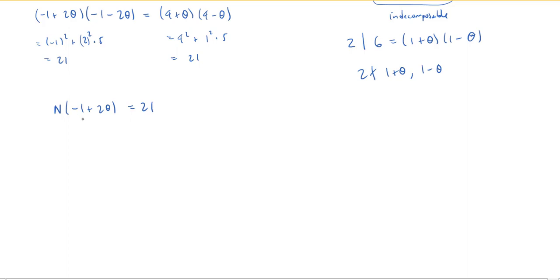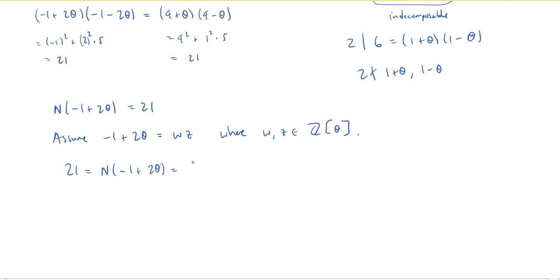So if I could decompose -1 plus 2 theta, so assume -1 plus 2 theta is equal to a product, say W times Z, where W and Z are Dedekind integers. Well, now I can apply the norm map to this equation. I'll have 21 is equal to the norm of -1 plus 2 theta, and that will equal the norm of WZ. And by the product of norms theorem, this will be the norm of W times the norm of Z.